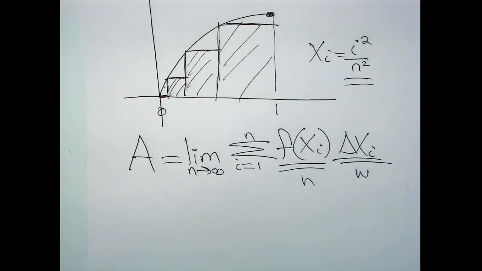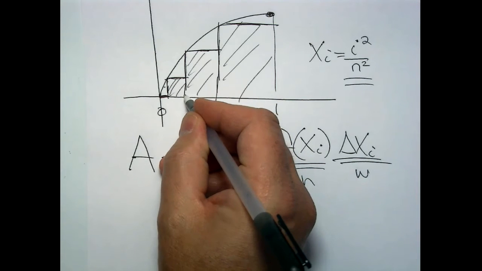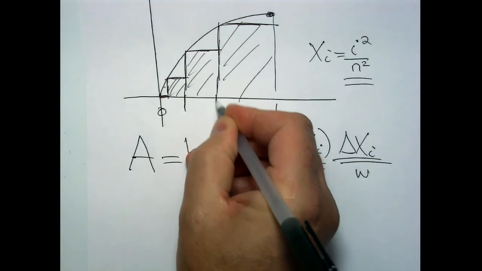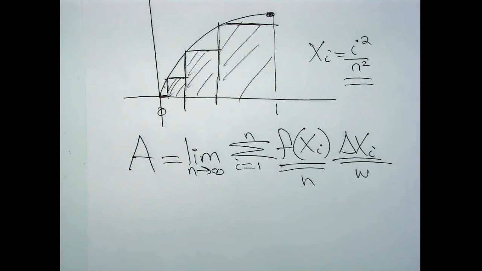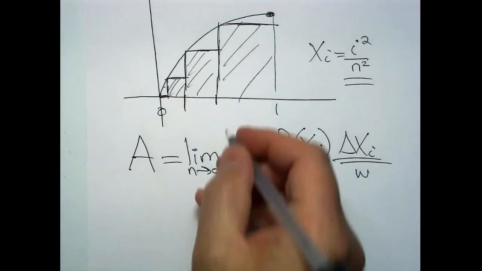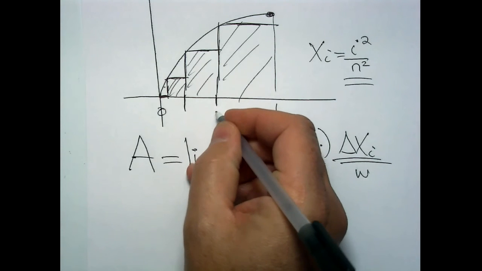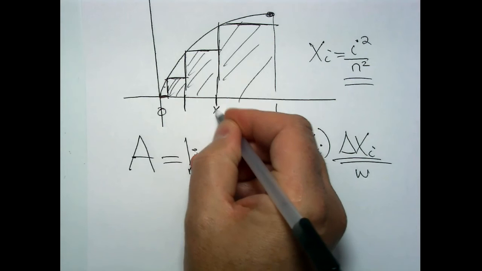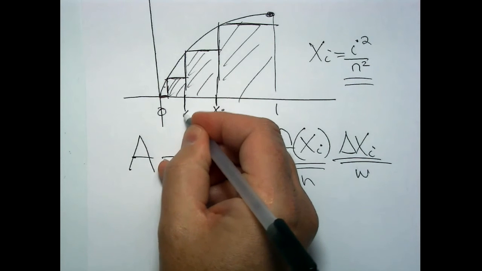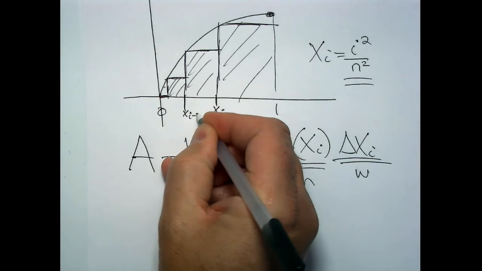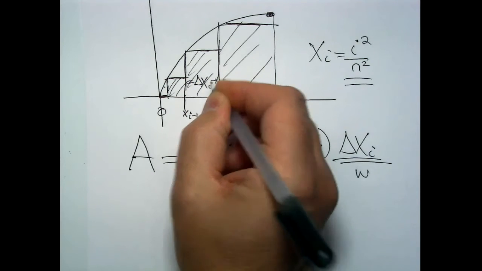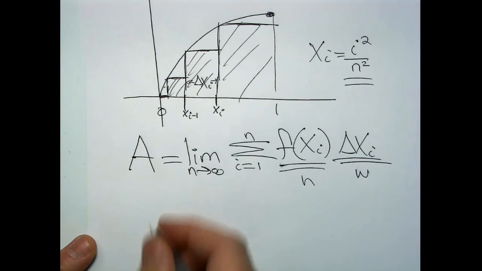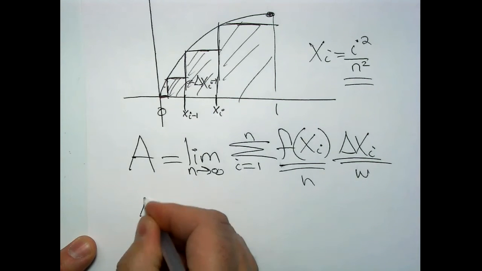So, let's say we do it from here. Okay? And we'll make this my i. We'll call this x sub i. And then we'll call this x sub, well, i minus 1, right? So delta x sub i could be this width right here. So we'll do it on just one of them. So what is delta x sub i?